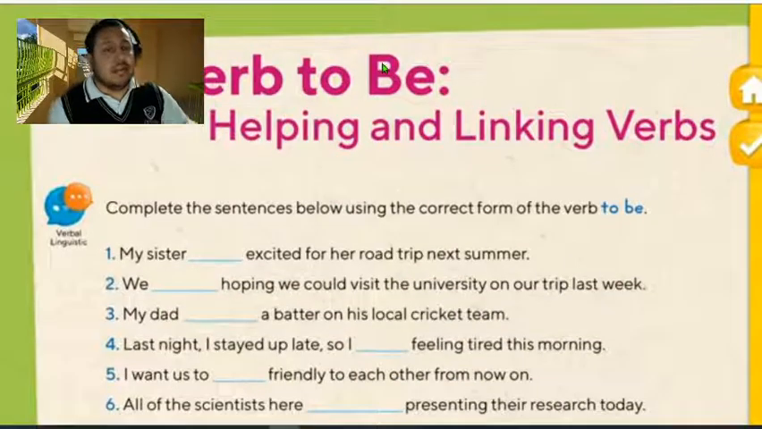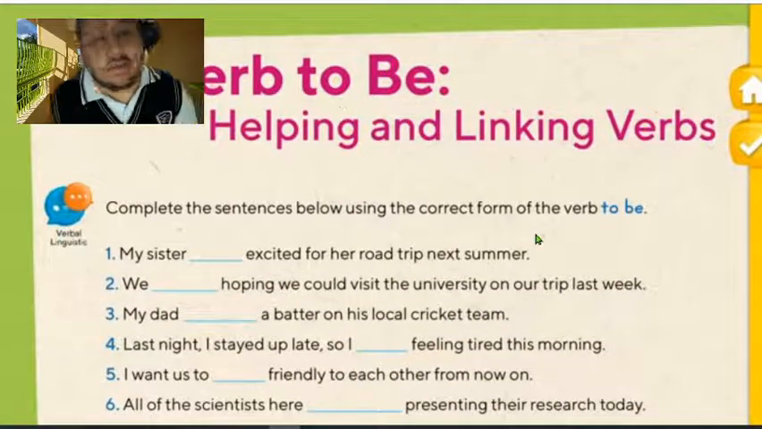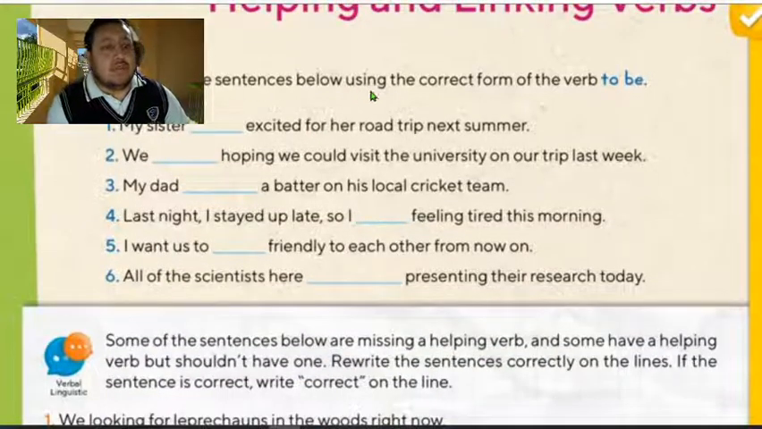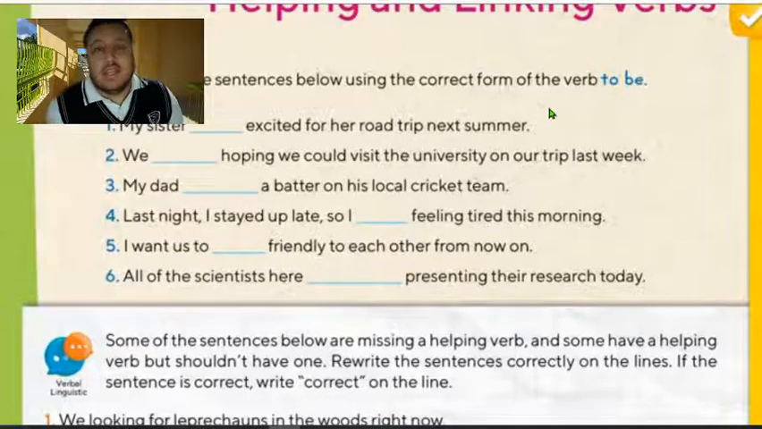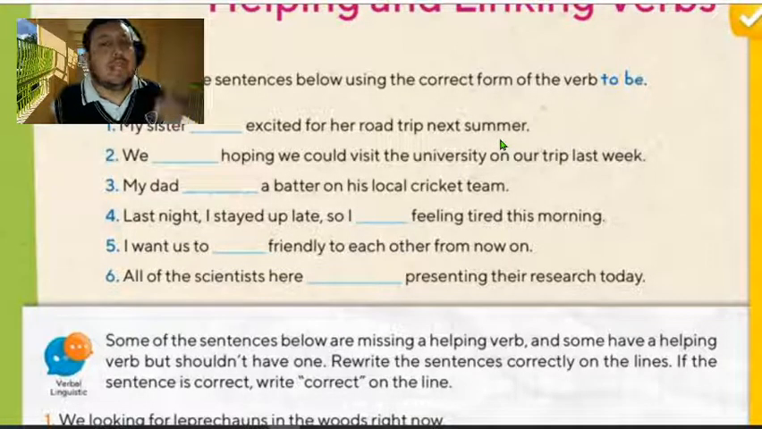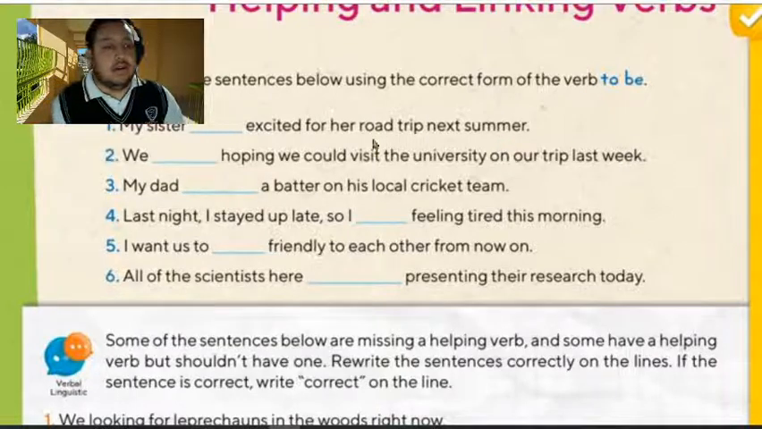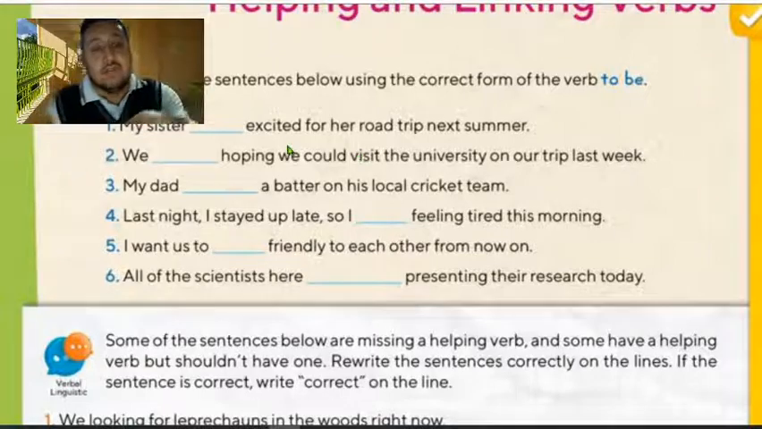Page number 90. We're going to continue here with the verb to be, helping, and linking verbs. Instructions number 1. Complete the sentences below using the correct form of the verb to be. The correct form of the verb to be. Am, is, are, was, or were. You need to read carefully the sentences, right? Because some of them are in the past and some of them in the present.